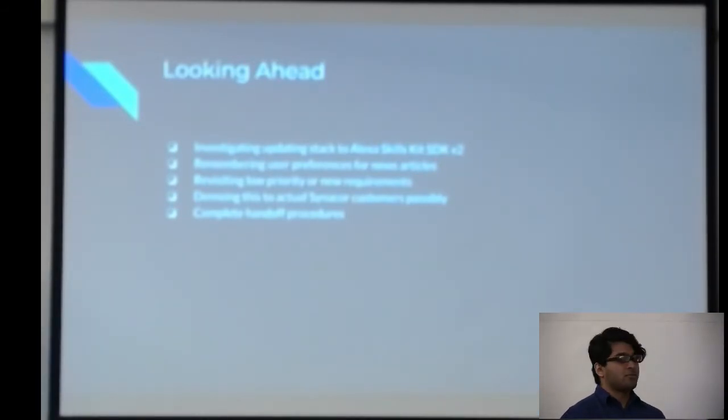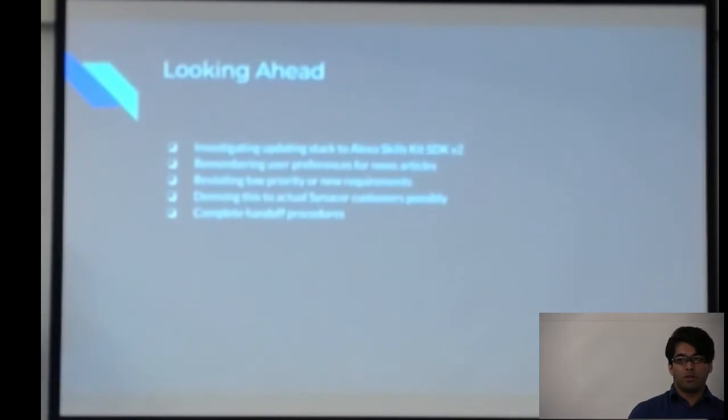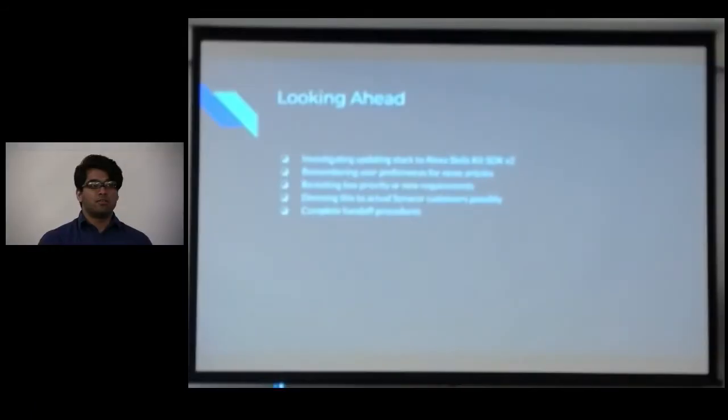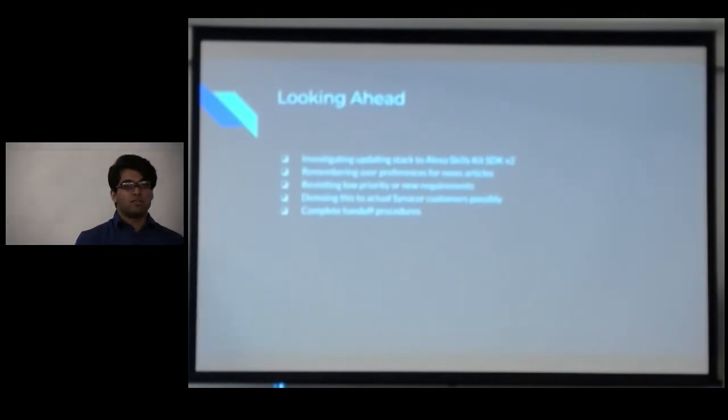Remembering user preferences for news articles, we're looking into multiple different ways to do this. One of them is machine learning to try to understand what users prefer to hear about when they're asking for news, to try to make it more geared towards specific users instead of general news.